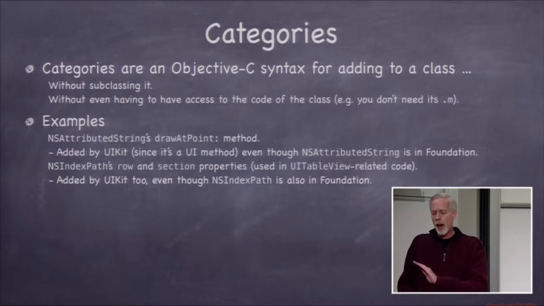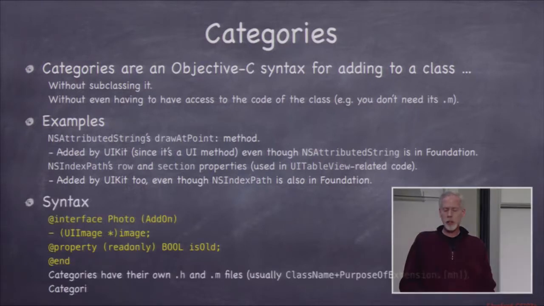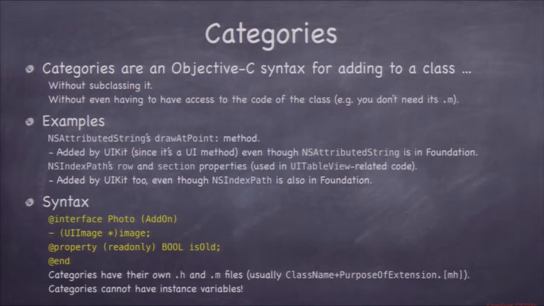Okay? So how does this work? It looks like this. You have an interface and an implementation, just like a class, but instead of saying @interface, name of class, superclass, you say @interface, the name of the class I want to add methods to, and then in parentheses, what I'm going to call this category. And you can call it anything you want. So here I've called it add-on, but you could call it Flickr, you could call it create, whatever you want to do.